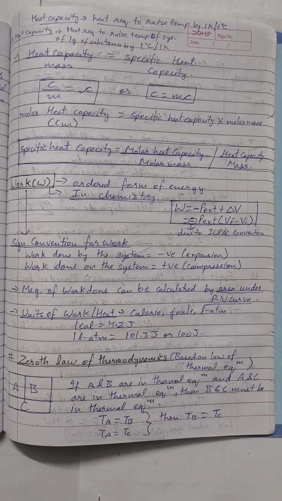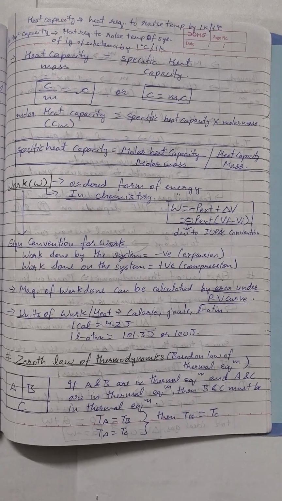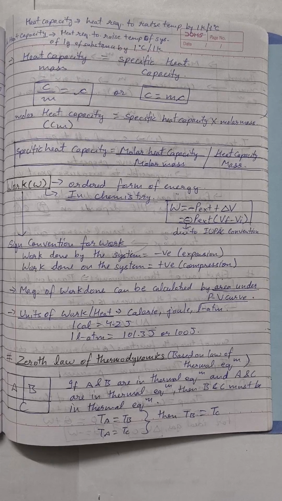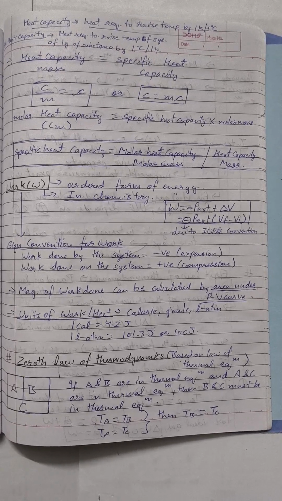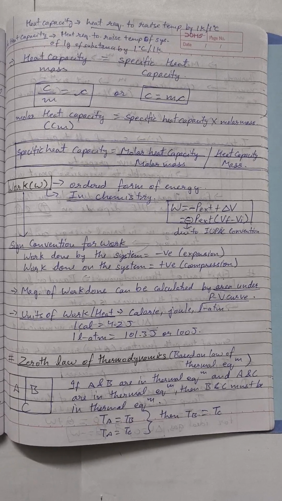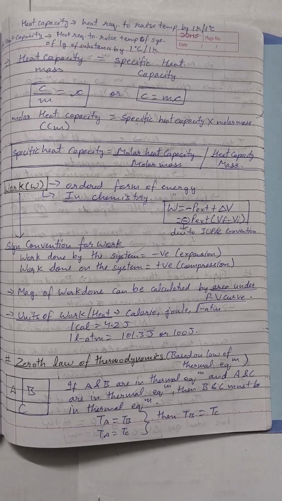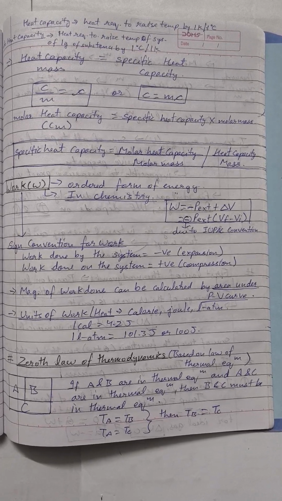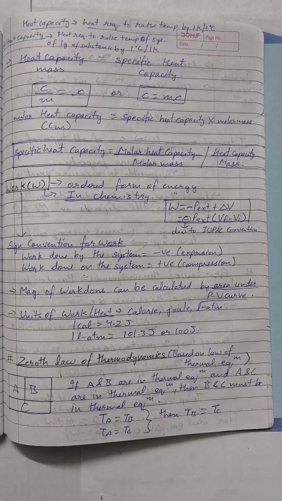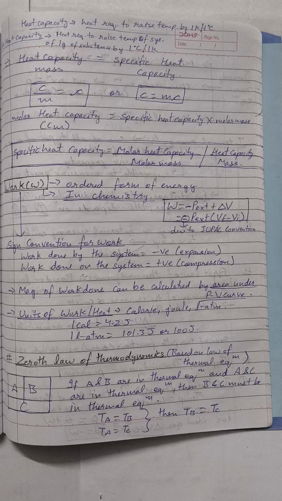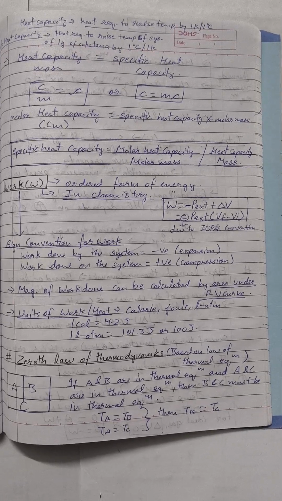Moving towards our next term, which is work. Work is ordered form of energy. Sign convention for work. Work done by the system is taken as negative, as in work or expansion. Work done on the system is taken as positive, as in case of compression. In chemistry, work done is equal to negative of P external into delta V.